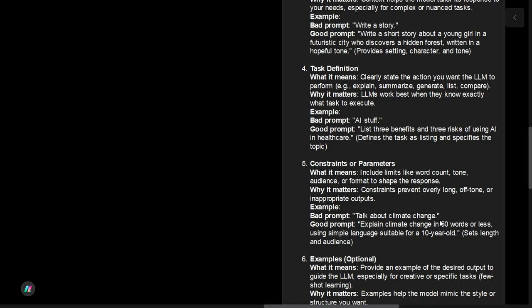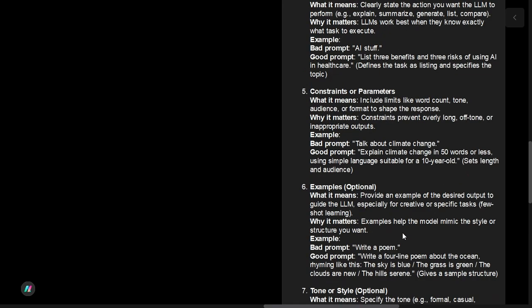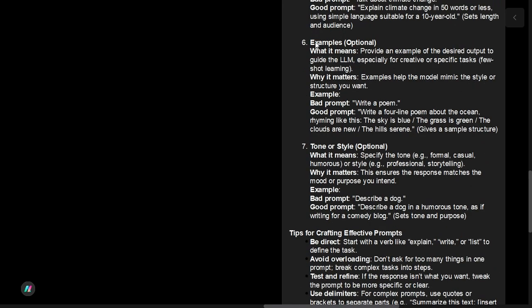Tokens are something we'll talk about, in terms of how much money you're going to spend on an LLM's response. So these kinds of things, and providing appropriate examples in your prompt, could drastically change the LLM response. For example, a bad prompt could be like "write a poem." Then a good prompt could be like "write a 4-line poem about the ocean, rhyming, like: the sky is blue, the grass is green, the clouds are new, the hills are serene."